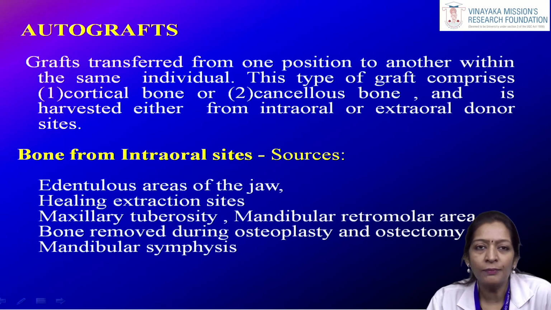Autografts, as I told earlier, are grafts transferred within the same individual from one position to another. The graft might comprise either cortical bone or cancellous bone, and it can be taken from an intraoral source or an extraoral source. What are the sources from the intraoral sites? It can be taken from edentulous areas of the jaw, healing extraction sites, maxillary tuberosity, mandibular retromolar area, bone which is removed during osteoplasty and ostectomy techniques, and mandibular symphysis menti. So these are the sources from the intraoral sites.